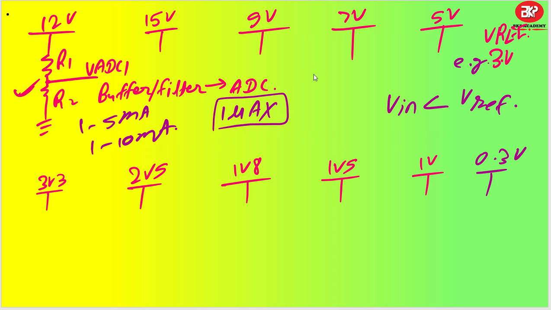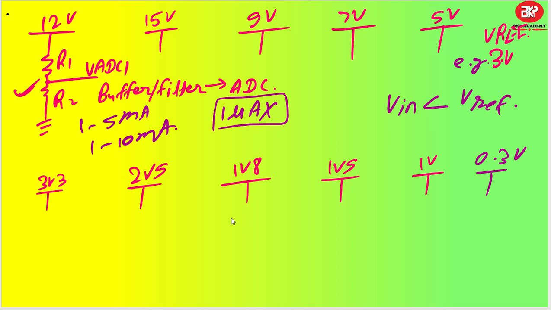The similar concept you can apply for 15 volt, 9 volt, 7 volt, 5 volt: have a resistor division, then send it to buffer and filters, and then send it to your ADC. If you have lower voltages, they can directly be connected to the ADC pin because they may not reach more than V reference at all. So in that case you can connect them directly.